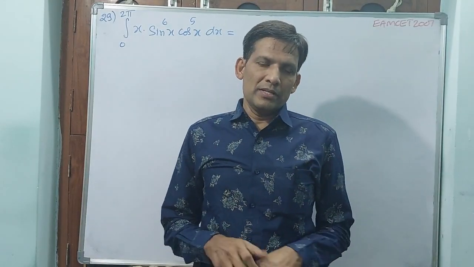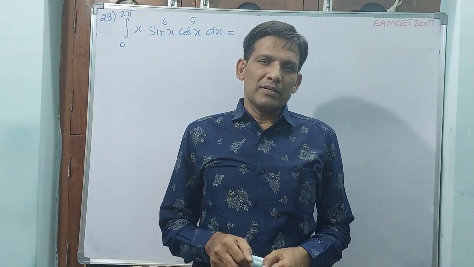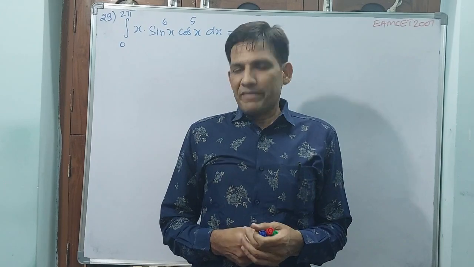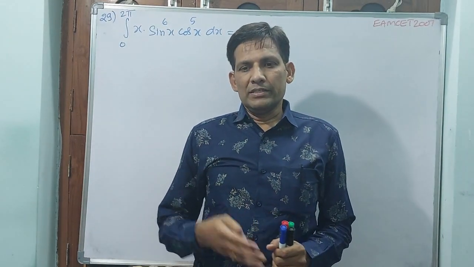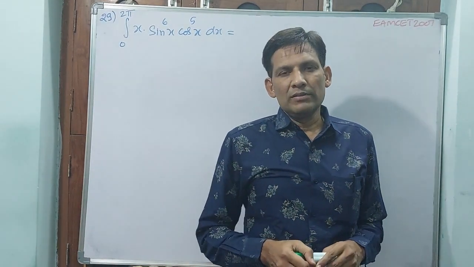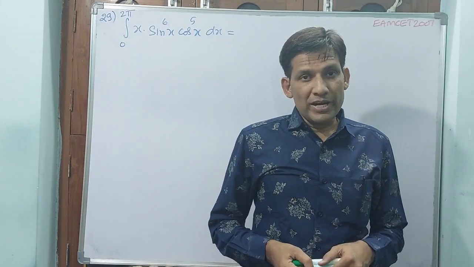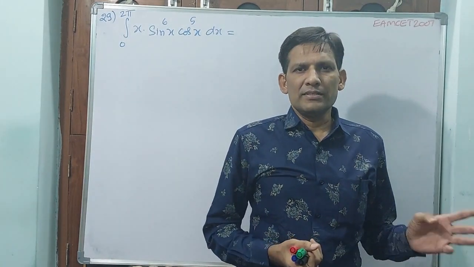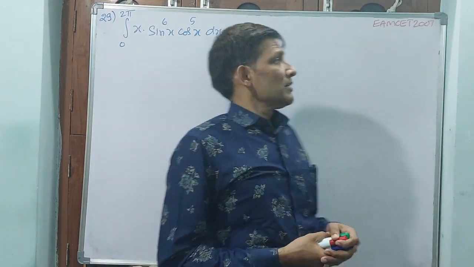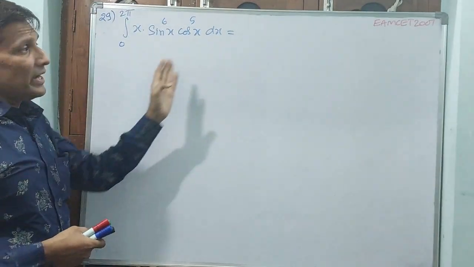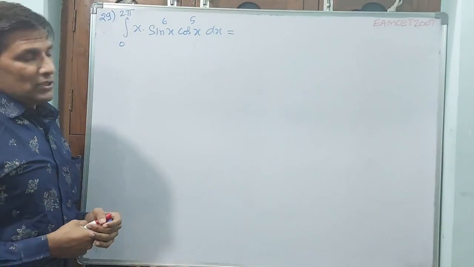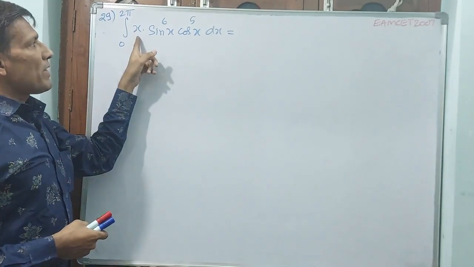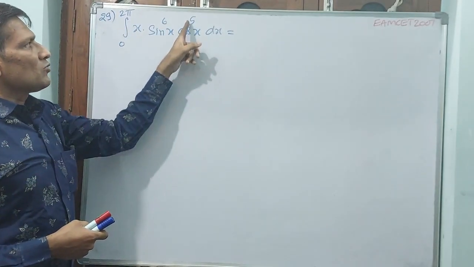Okay, dear students, we are in EAMCET mathematics and also in definite integrals, and in this class we are going to solve questions number 29 to 32. Okay, let us see what they have given. Question number 29 in EAMCET 2007: integral 0 to 2 pi x sin to the power of 6x cos to the power of 5x dx.